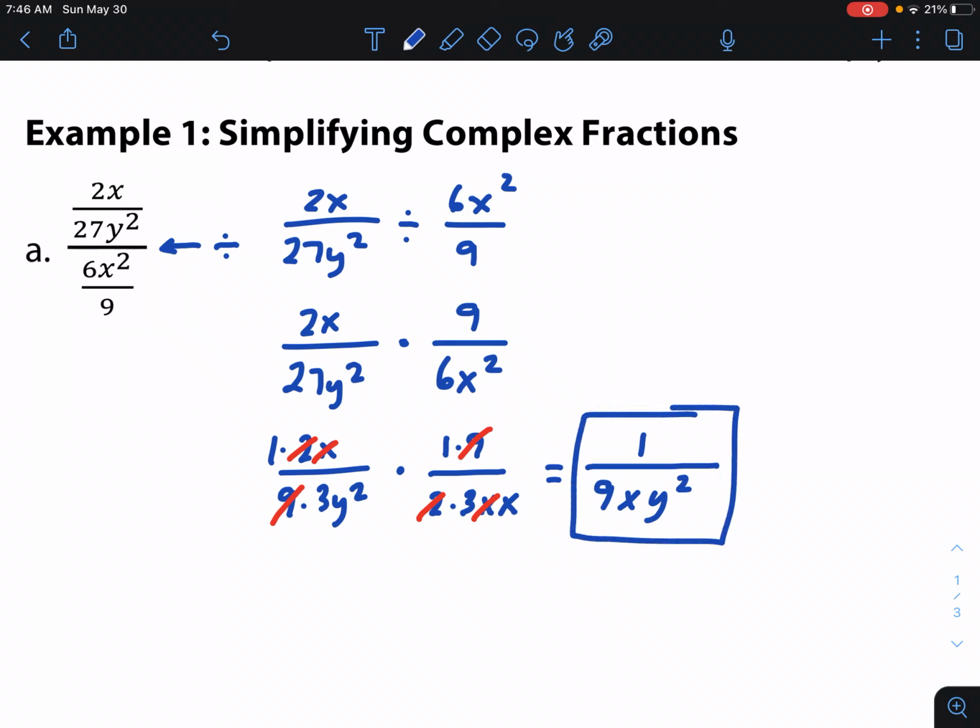And this one is pretty straightforward. There's not much else we can do to this one because it's already in the form of a single fraction, and we just do what we need to do.